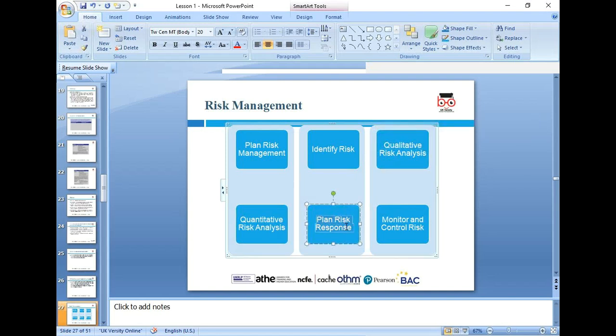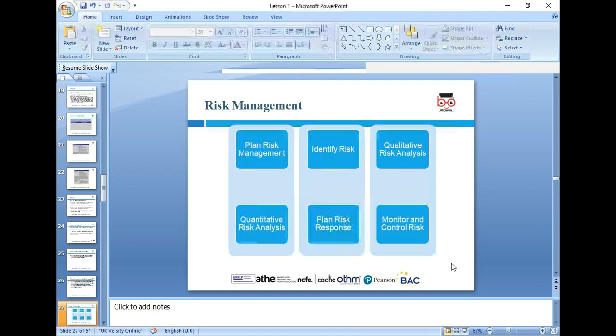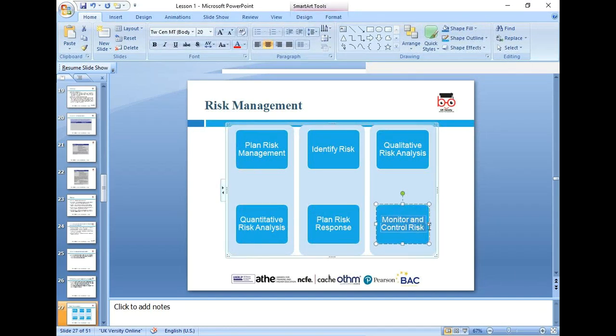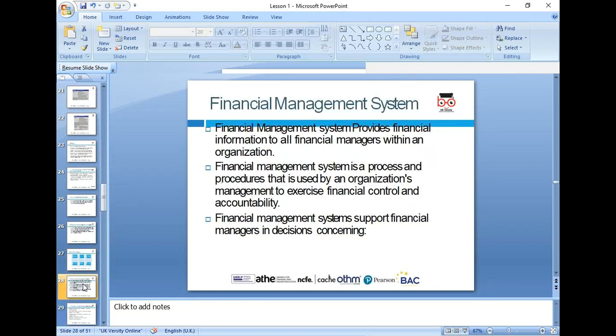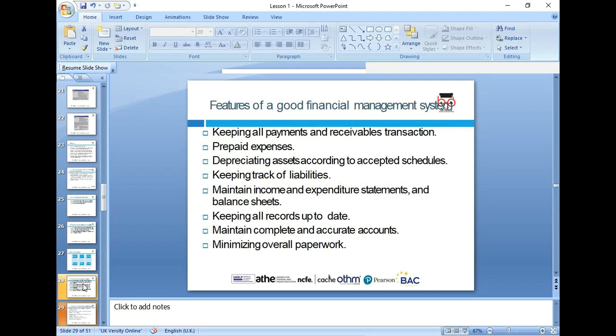Plan risk response. Yes, we can plan, if it's a risk, what response will there be. So we can make our strategy to respond, but we need information for it, and especially financial. Monitor and control risk. Yes, we can control, we can monitor, and maybe we can transfer risk as well. Yes, buying insurance and involving others.